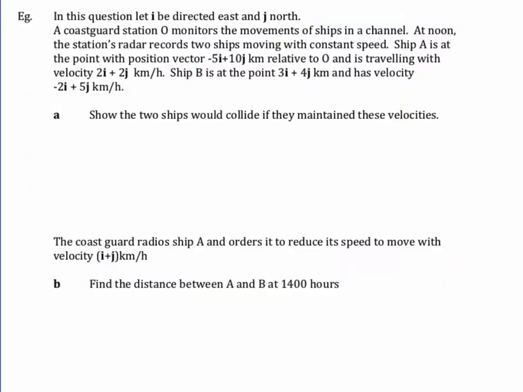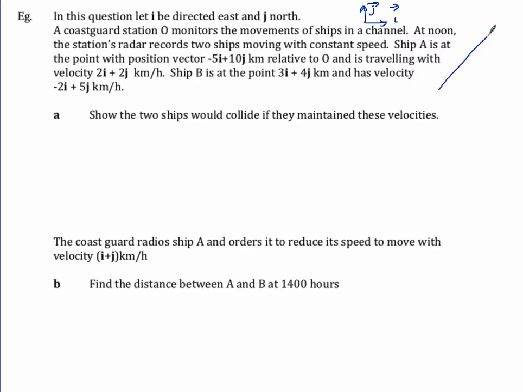Okay, so let's take a look at this example. In this question, i is east and j is north, just like normal ij vectors. Coast Guard station O, or the origin, constant speeds. Ship A starts at this point and travels with this velocity. Ship B starts at this point with this velocity. Show that they would collide if they maintain these velocities.